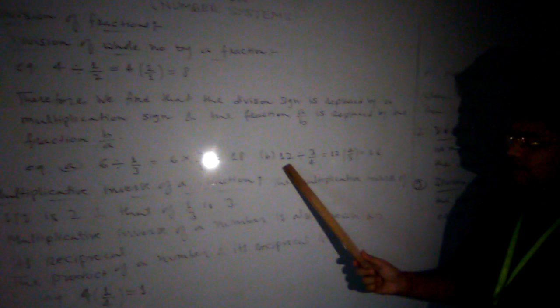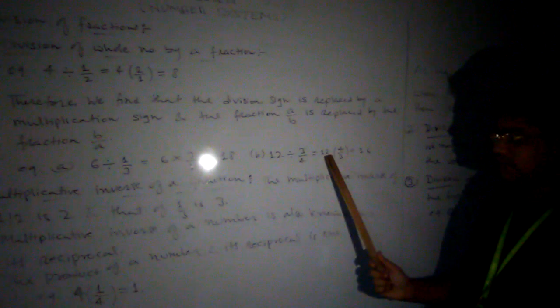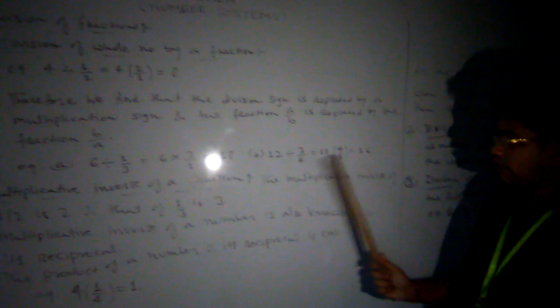One more example, let's have. We are dividing whole number 12 by a fraction 3/4. So this division will get replaced with multiplication and 3/4 will get replaced with its reciprocal. After simplification, we will get 16.